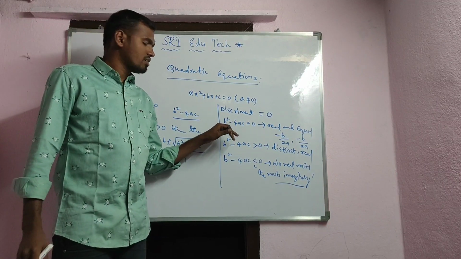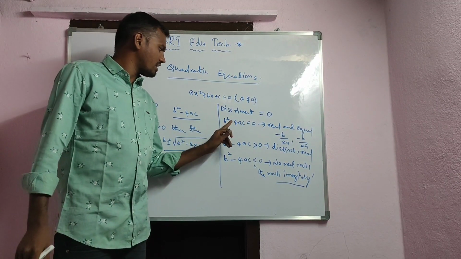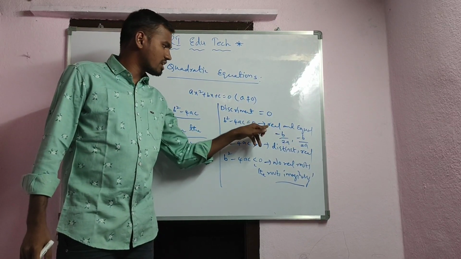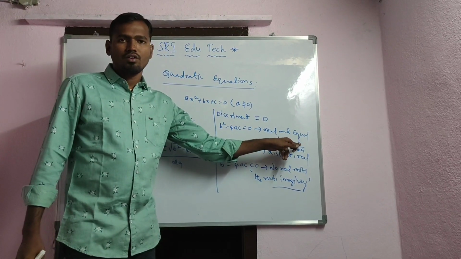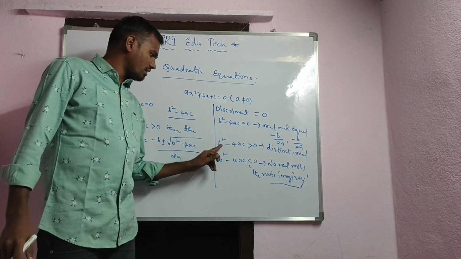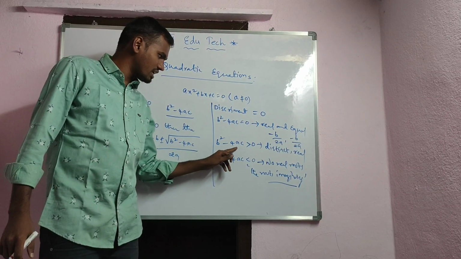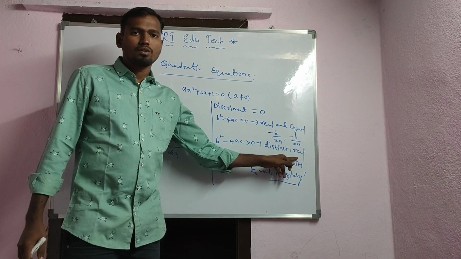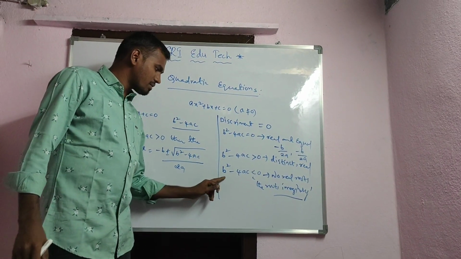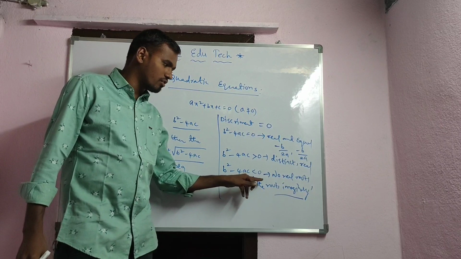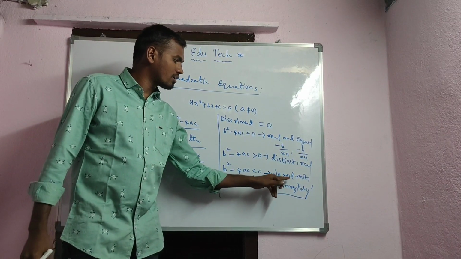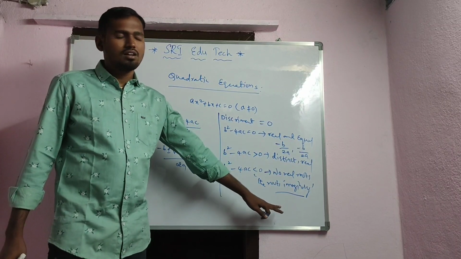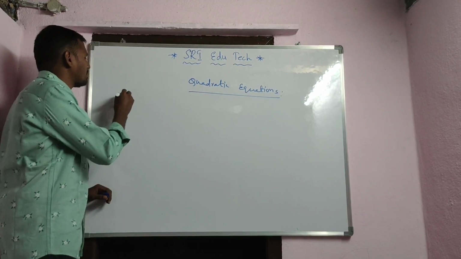It is important, so once again I am saying, listen clearly. If b² − 4ac = 0, then the roots are real and equal. Next, whenever the discriminant b² − 4ac > 0, then the roots are distinct and real. Whenever the discriminant b² − 4ac < 0, then there are no real roots and the roots are imaginary. So take an example.